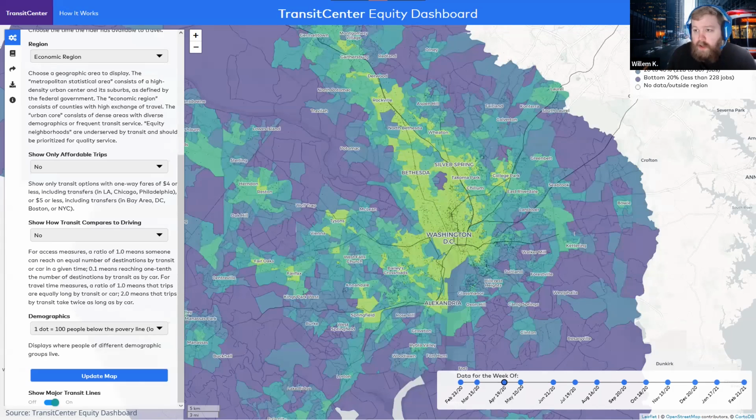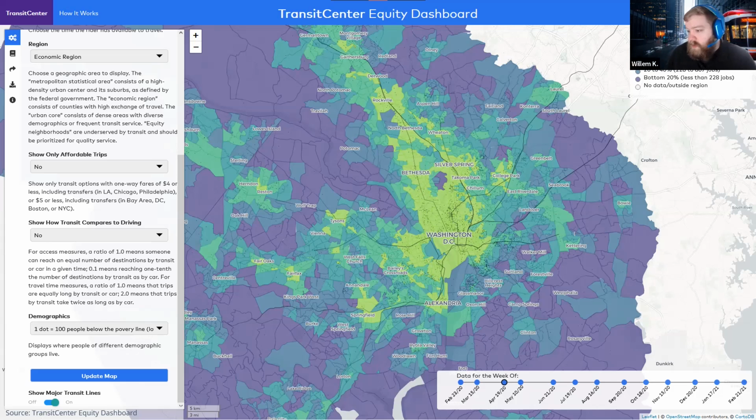But you can see a choropleth map of various transit accessibility scores, depending on what you choose here on the left side. So you can filter and update the map however you'd like. And then you can go through time with the timeline at the bottom, and you can jump from week to week as well. And so you can see how things change over time. You can also overlay a demographic dot map. So you can see, they're a little bit faint, but you can see the dots here.